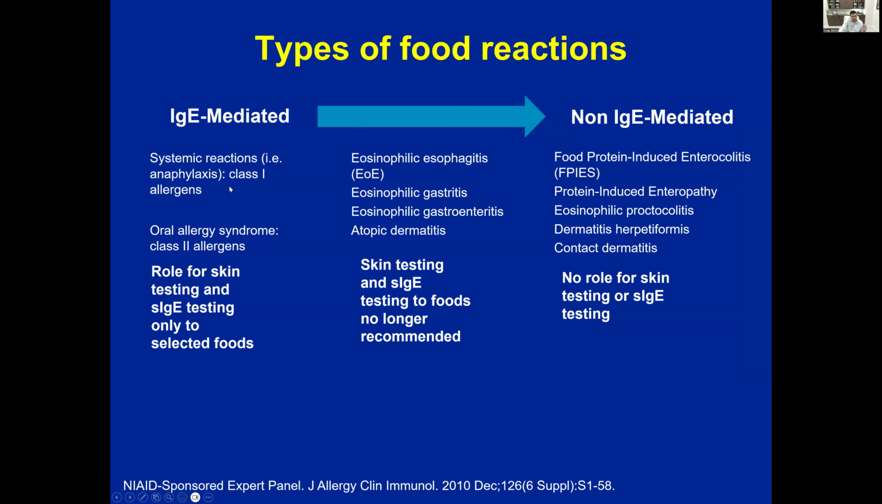Okay, so here's an example. Ig mediated, the classic is anaphylaxis, where you eat the food, and within 30 minutes to 2 hours you get a reaction, with activation of mast cells. It could be a systemic reaction or it could be a localized reaction. Here, there is a role for allergy testing. There's a role for in vitro blood tests to IgE.